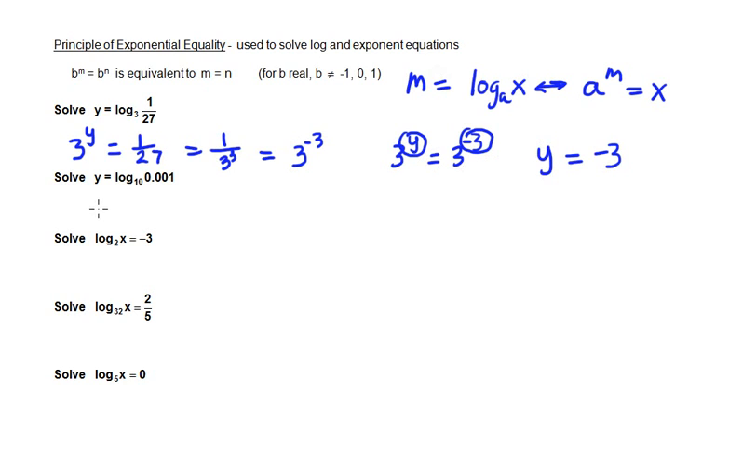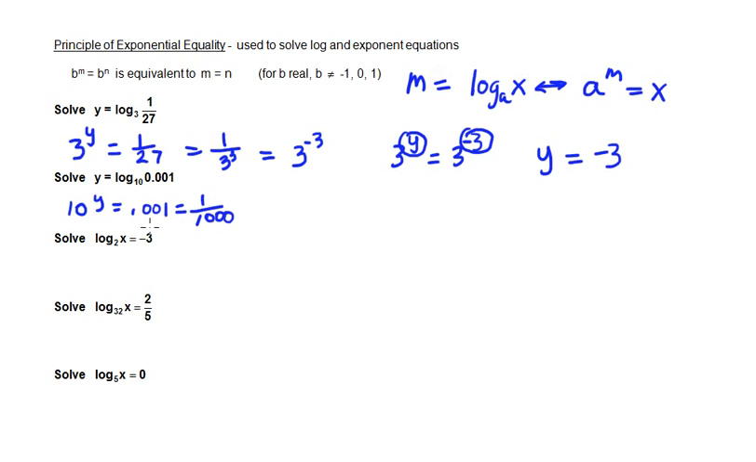Let's take a look at another example. We have y is equal to log base 10 of 0.001, which you can call 1,000th. What I'd like to do is, again, convert this into exponent form. So the base is 10, and the power is the isolated value, so that's y. We have 10 to the y power is equal to 0.001, which if we write it in its fractional form becomes 1/1000th.